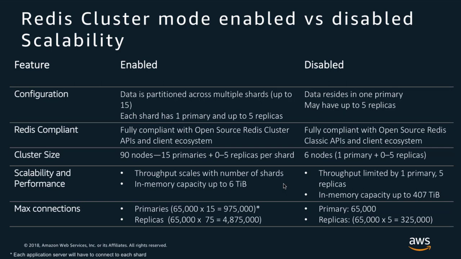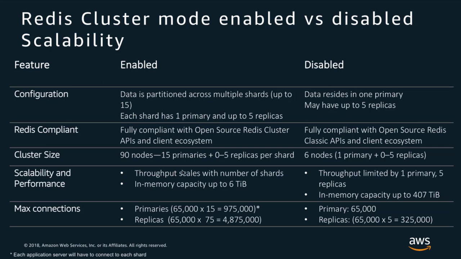Okay, so real quick, the two modes that we just talked about: the Redis cluster mode enabled, which is the more scalable and highly available configuration, and the Redis cluster mode disabled. With the Redis cluster mode enabled, your data is partitioned across multiple shards, up to 15, and each shard can have up to 5 replicas. The Redis cluster mode is also fully compliant with open source Redis, as is the Redis cluster mode disabled. You just want to make sure that whichever mode you choose, you are using the client ecosystem that's already available and supports the relevant configuration.